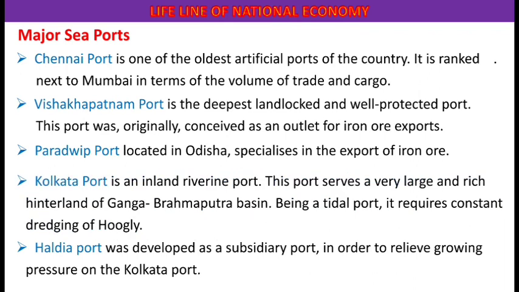Kolkata Port. Kolkata Port is officially known as the Syama Prasad Mukherjee Port. It is an inland riverine port. A riverine port is a port which is located on the riverfront. All other ports which we discussed earlier are seaports.